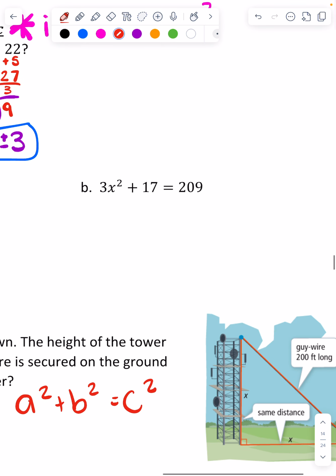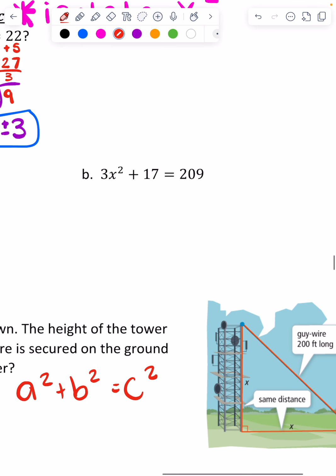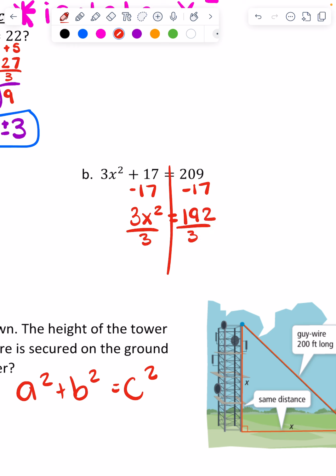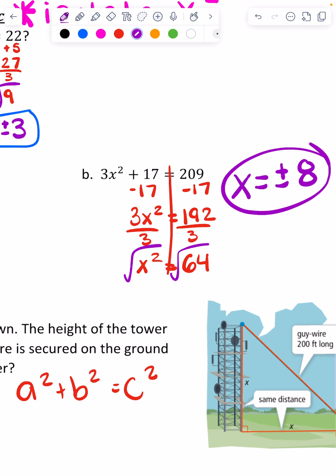All right, last one for solving equations over here. Let's go ahead and solve. All right, here's where we're at in that first step. Last one, I'm going to divide by 3 to isolate the x squared. We got a nice number this time. That's a really, really good sign. Go ahead and take the square root now, and we are left with x equals plus or minus 8.